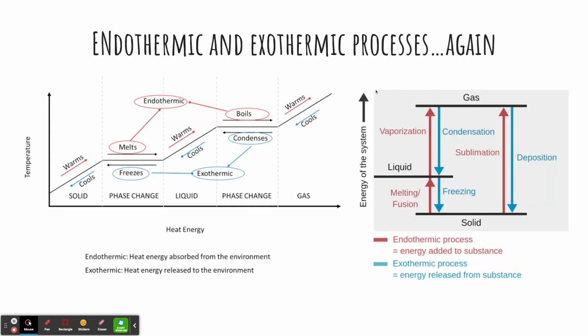Okay, well, here's the energy of the system. What does it look like? Okay, well, at the solid state, at melting or fusion, I have to put energy in. That's endothermic. To go from the liquid to the gas, that's vaporization. I have to put energy into the system. So again, endothermic. But if I go from the gas directly to the solid state, that's deposition. That's an exothermic process. The energy has to be released.